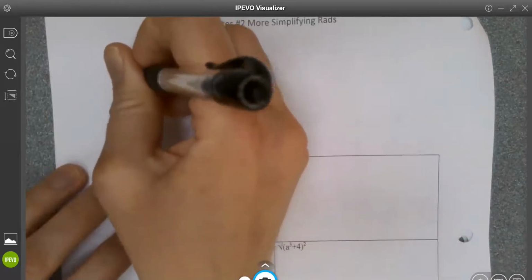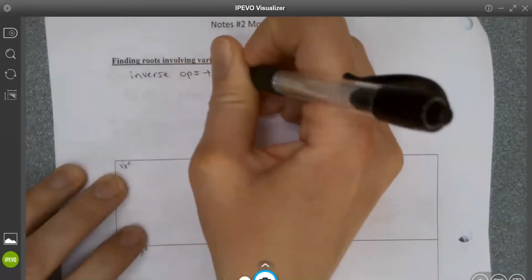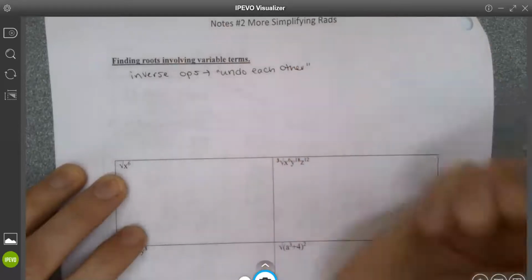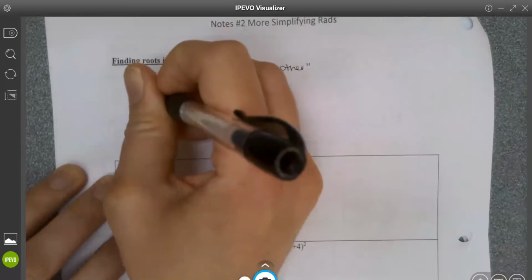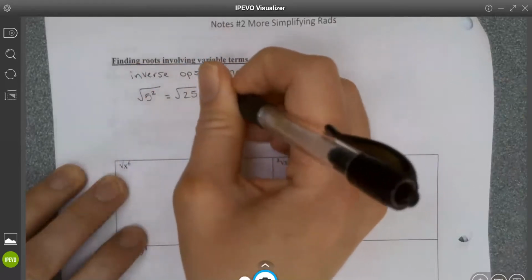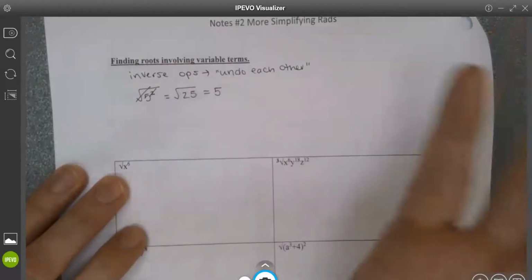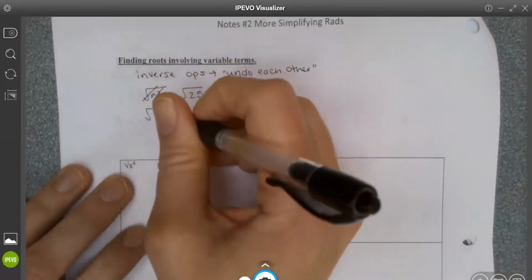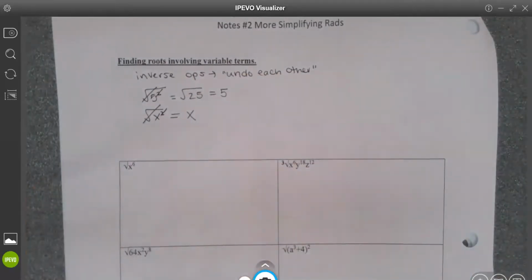yesterday that we talked about the inverse operation piece, or that they undo each other in terms of exponents and radicals. So if I had the square root of 5 squared, which is really the square root of 25, it's just going to bring me right back to 5, or that these undo each other. So the same is true if I were to take the square root of a variable, square root of x squared. These are going to undo each other and leave me with just x.